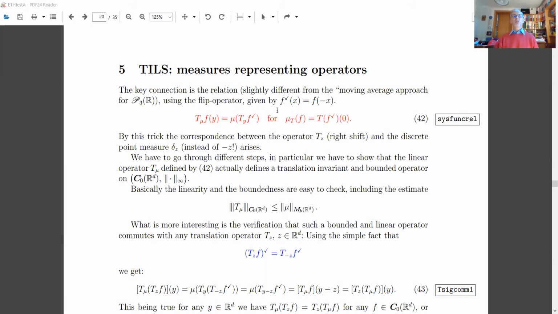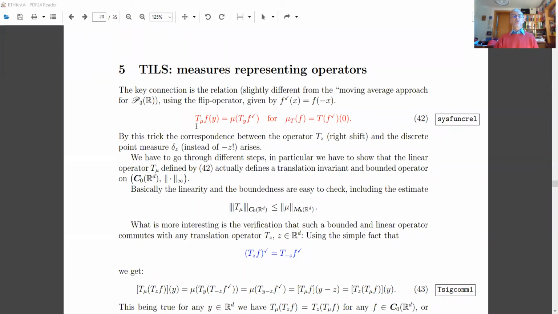Now we have chosen in our case the space C0 of functions which are continuous, complex valued, vanishing at infinity, with the sup norm. It's translation invariant. It allows the flip operator, which is taking the inverse argument. And there is a nice connection.